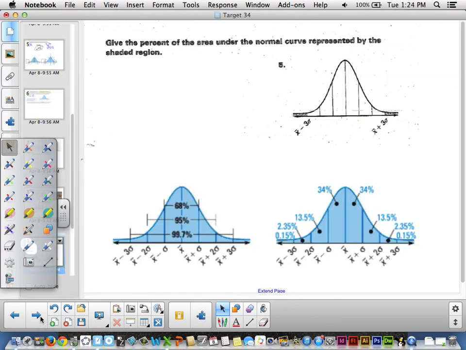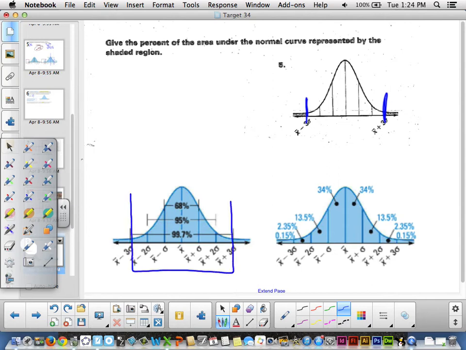All right, take a look at this question. Given the percent of the area under the normal curve represented by the shaded region. We've got the normal curve. We want to know what is less than 3 standard deviations below and more than 3 standard deviations above the average. Well, if we take a look, this one helps a lot. This region right here is 99.7% of the graph. And we're looking for the region outside of that. Well, that would be 0.3%.